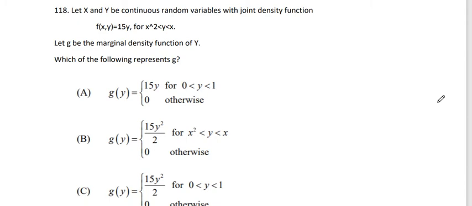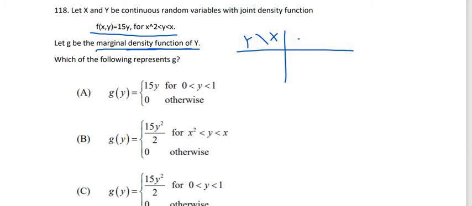So for this problem, we want to find the marginal density function of y from the joint density function. Just remember, how can we get the marginal density function from the joint density function? Let's check the discrete situation first.